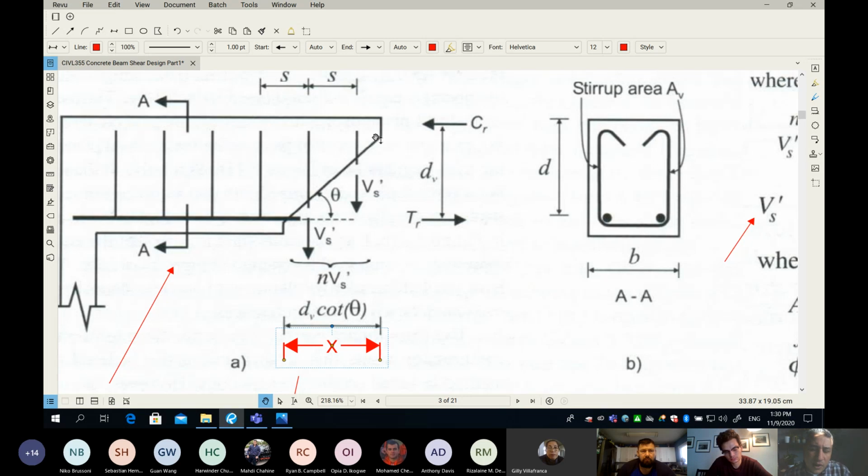Why is that? Look at this angle here. So I'm going to draw for you guys the triangle. So this one side here, and this another side here, and this another side here. So if this vertical dimension is d sub v and this angle is theta, the horizontal component using trigonometry is going to be d sub v cotan theta. And if you divide by the spacing, then you get the number of stirrups going through that crack.